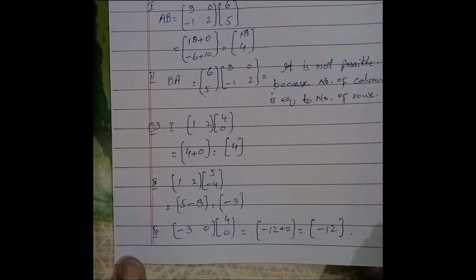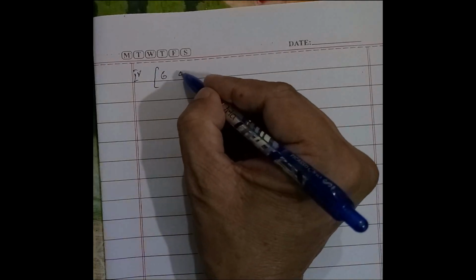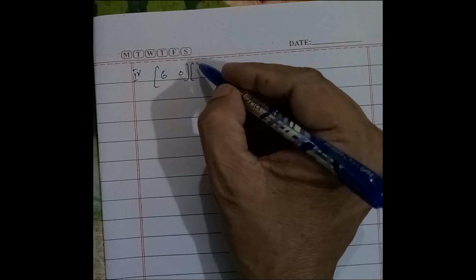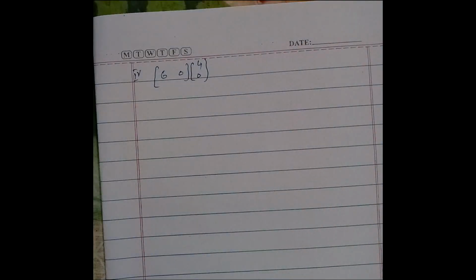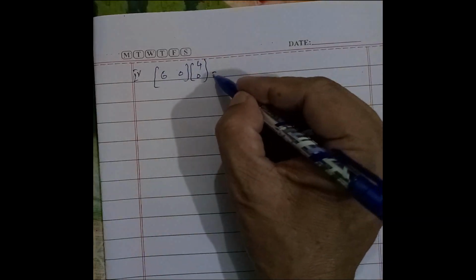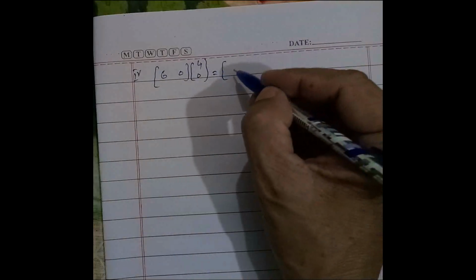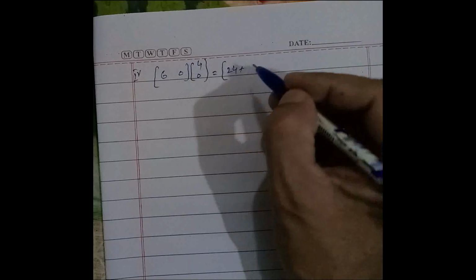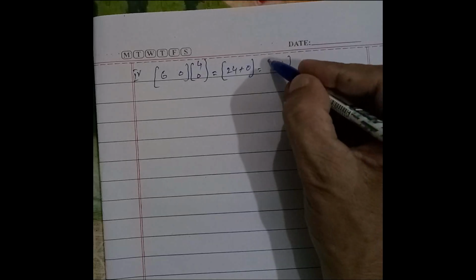This is question 3, 6, 0, 4 and 0. Now we first confirm for the multiplication. 2 column, 2 rows, they are conformable for the multiplication, so we multiply. 6 multiplied by 4 is 24, plus 0 multiplied by 0 is equal to 0. 24 plus 0 is equal to 24 is the answer.